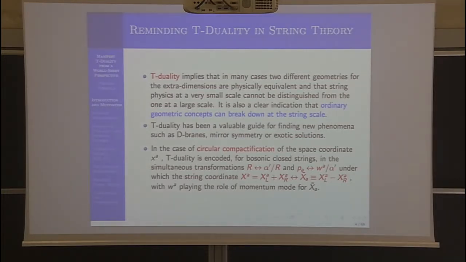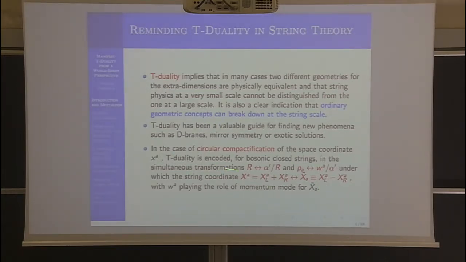Let me only say two words about T-duality in string theory. T-duality implies that in many cases two different geometries for the extra dimensions are physically equivalent, and string physics at a very small scale cannot be distinguished from the one at a large scale. So T-duality is a clear indication that ordinary geometric concepts can break down at the string scale. T-duality has been a valuable guide for finding new phenomena such as branes, mirror symmetry, exotic solutions.